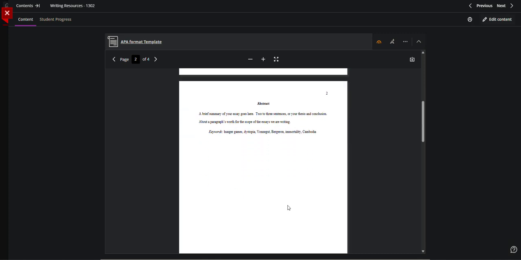Now, what I'm asking you guys to do is something that was not included on that chart, and that is write an abstract for your paper. An abstract is simply a brief summary of what your essay is. Usually it's two or three sentences, or your thesis statement and your conclusion. Now, you would think, why do I need to write an abstract if you have my paper? Well, the answer is this.